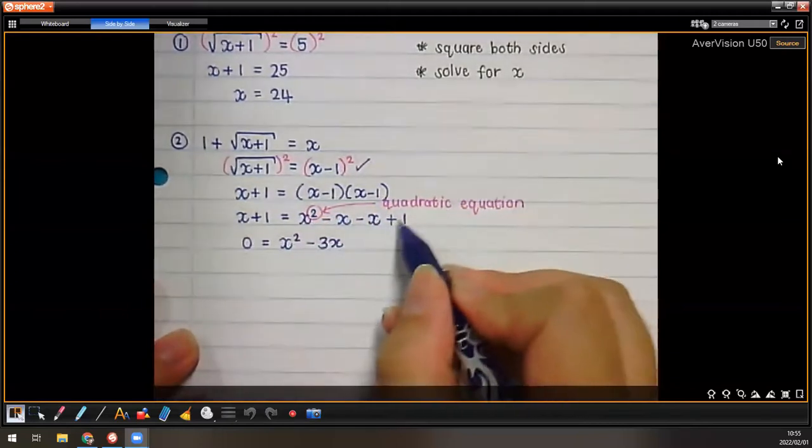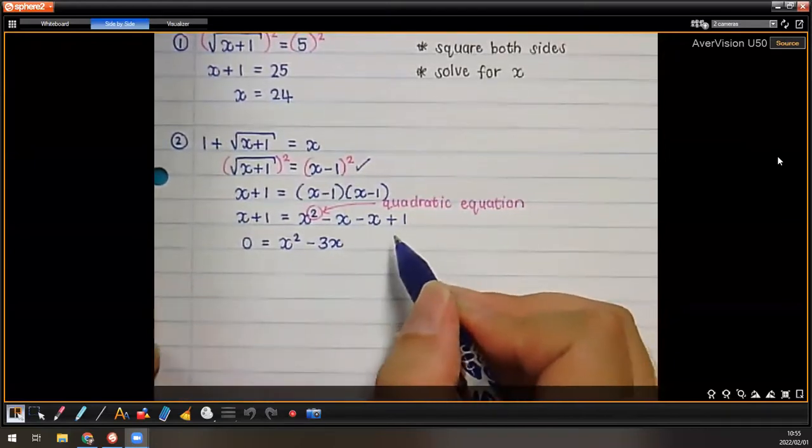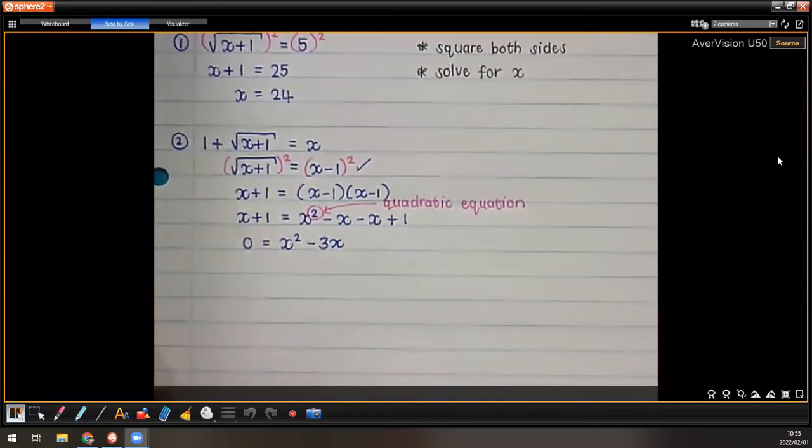Okay, I have a plus 1, and when I move this plus 1, it's going to become minus 1. So what's 1 minus 1? 0. Okay? And I'm going to show you a trick.